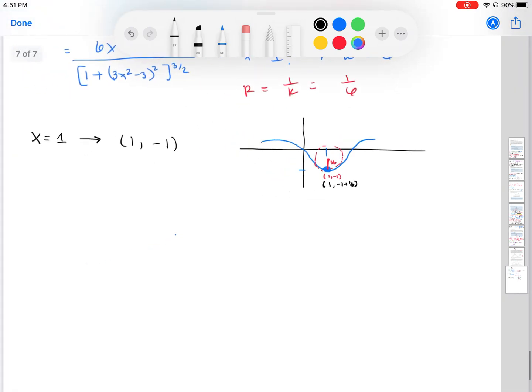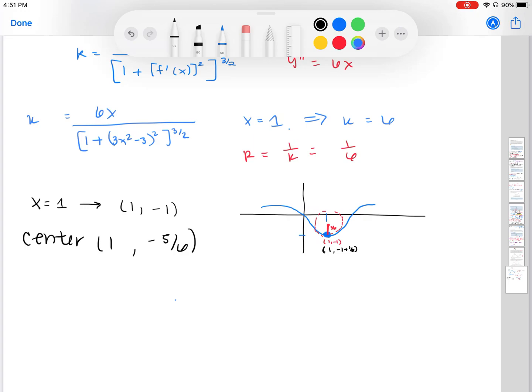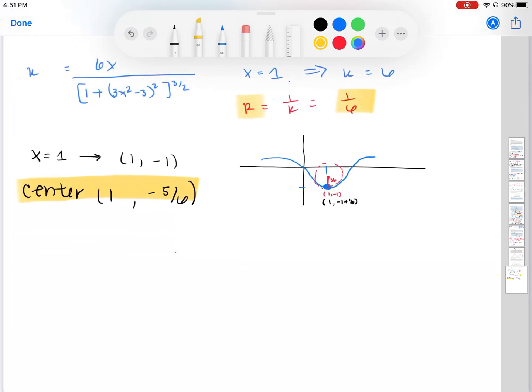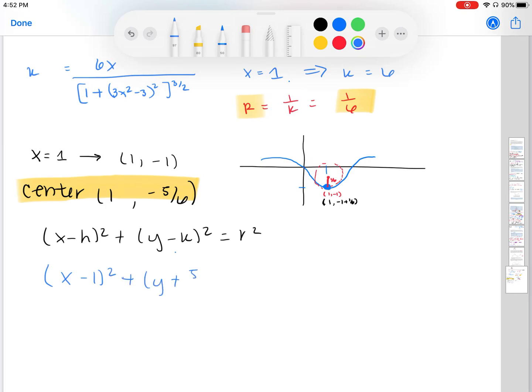And remember, to find the equation of a circle, you just need your center and your radius. So therefore, we can say that our center is 1 and negative 5 over 6, and I have everything to label my equation, my center and my radius. So recall your equation of a circle: x minus h squared plus y minus k squared equals r squared. So our answer is x minus 1 squared plus y plus 5 over 6 squared equals 1 over 36.